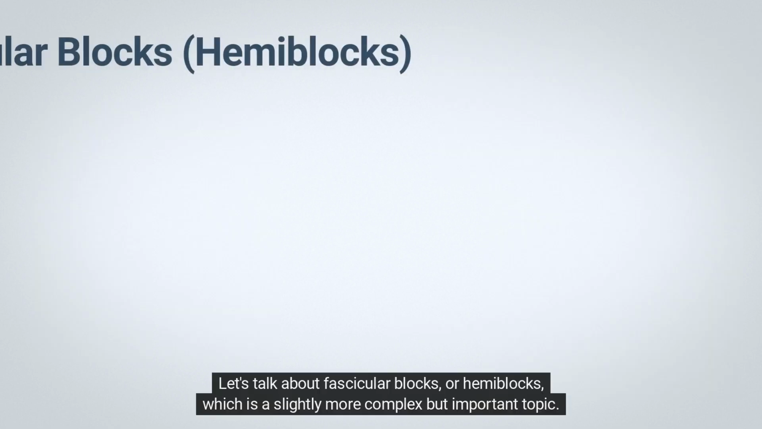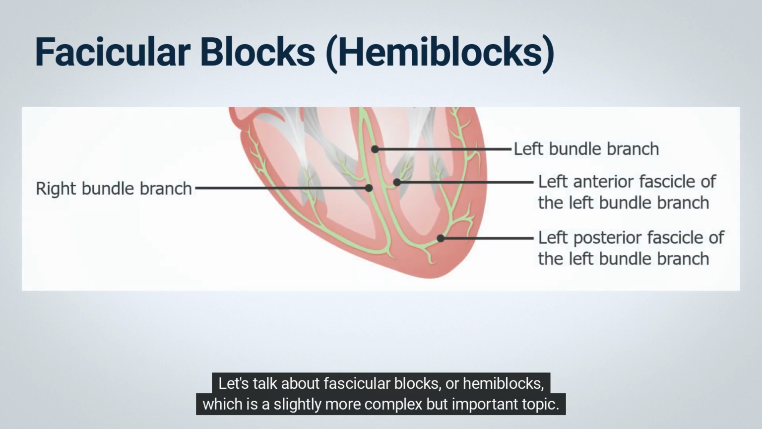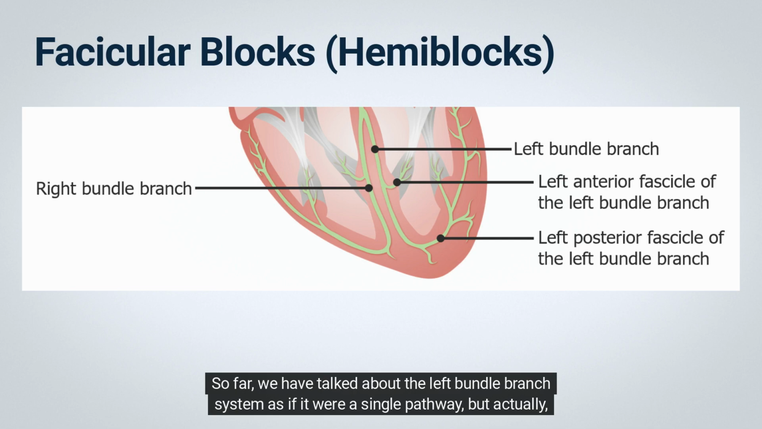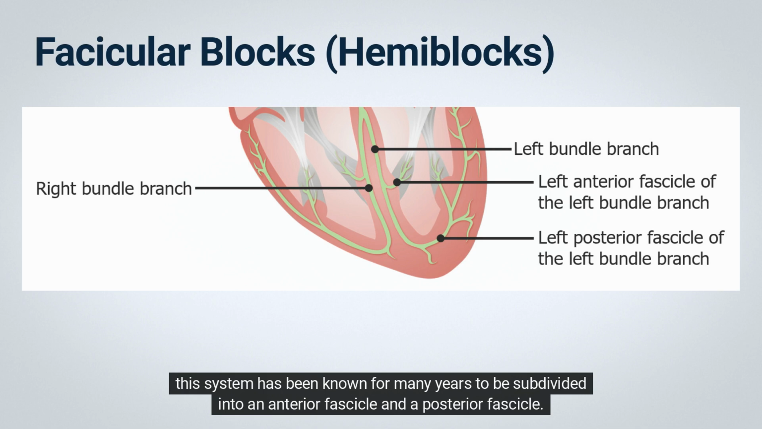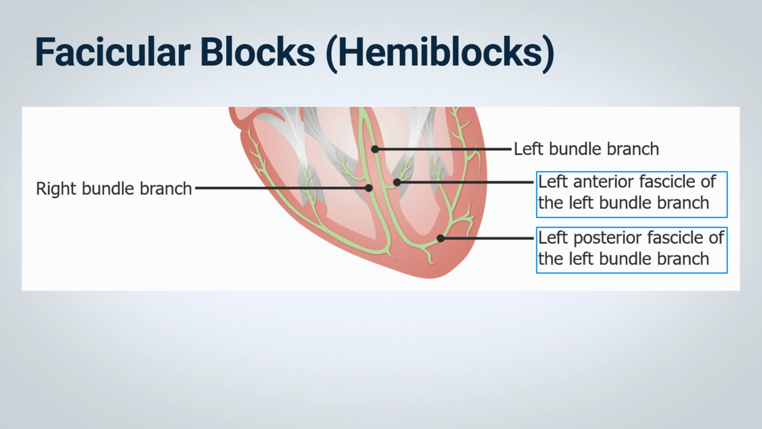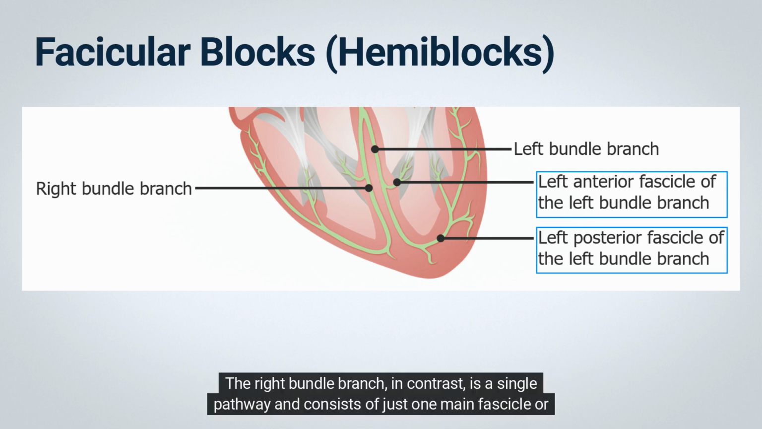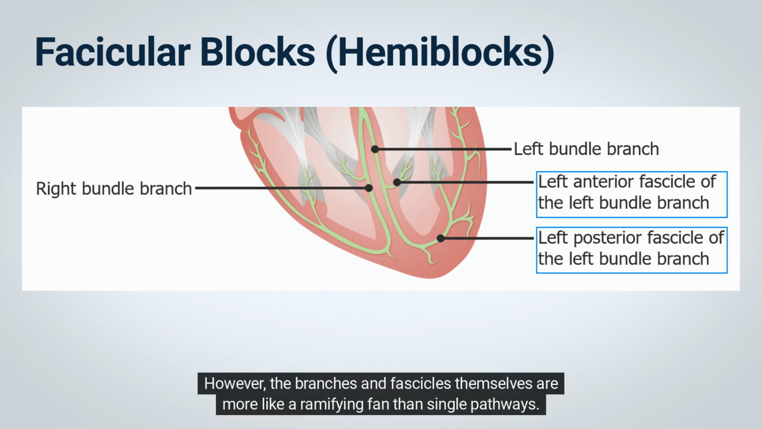Let's talk about fascicular blocks or hemiblocks, which is a slightly more complex but important topic. So far, we have talked about the left bundle branch system as if it were a single pathway. But actually, this system has been known for many years to be subdivided into an anterior fascicle and a posterior fascicle. The right bundle branch, in contrast, is a single pathway and consists of just one main fascicle or bundle. However, the branches and fascicles themselves are more like a ramifying fan than single pathways.